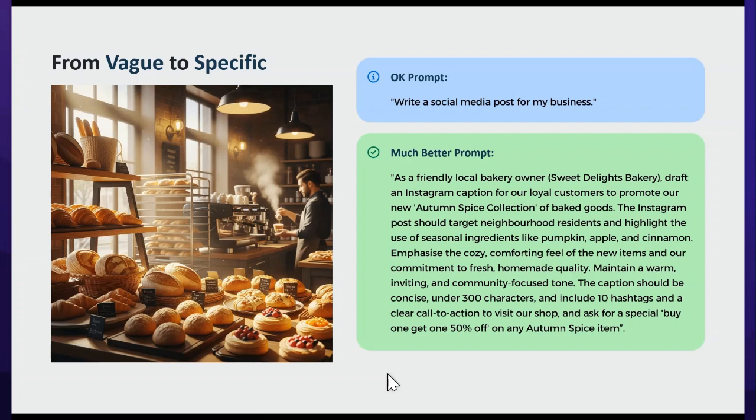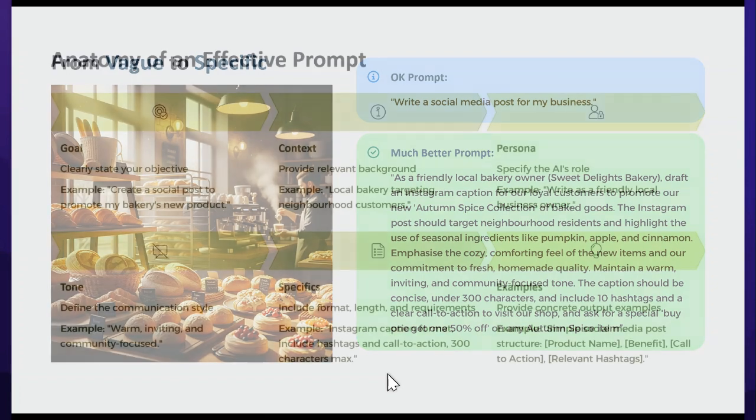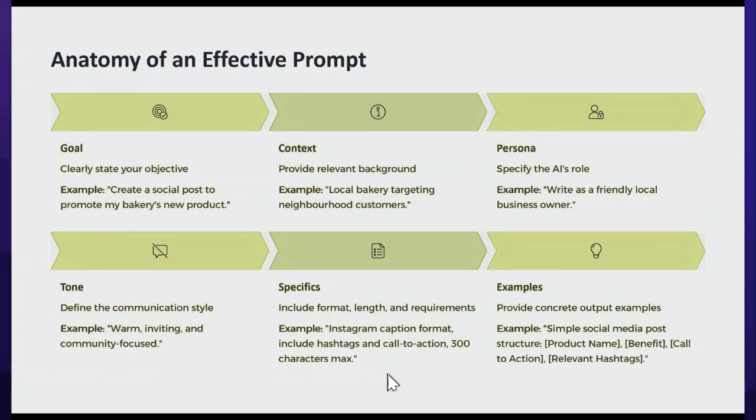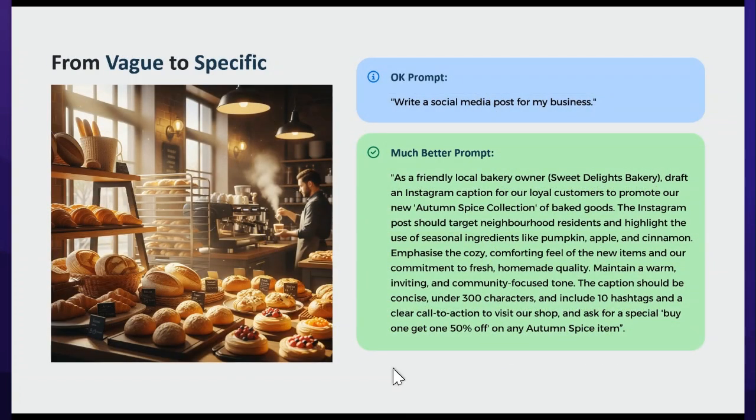The caption should be concise, under 300 characters, so some specifics. Include 10 hashtags, more specifics, and a clear call to action, which is specified as visiting the shop, an action that the customer needs to take. Ask for a special buy one, get one 50% off on any autumn spice item. So much more detail there altogether. And when you bring all of these elements together, just another quick look and a recap: goal, context, persona, tone, specifics. We haven't included examples on this occasion because I'm not actually uploading anything. You are left with this quality prompt.